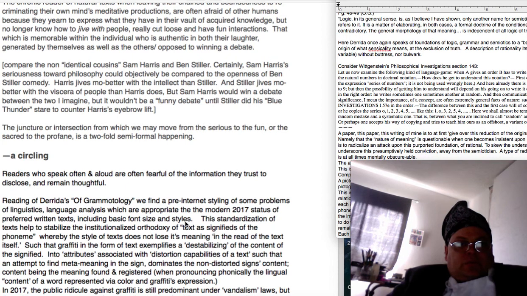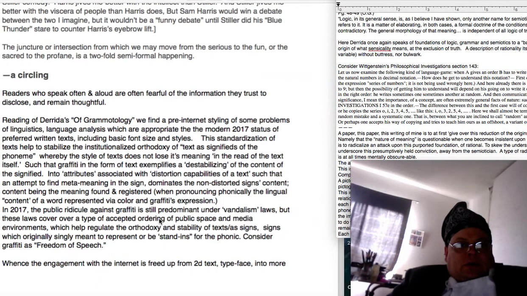Bracketed segment. Compare the non-identical cousins, Sam Harris and Ben Stiller. Certainly Sam Harris's seriousness towards philosophy could objectively be compared to the openness of Ben Stiller comedy. Harris jives more with the intellect than Stiller, and Stiller jives more with the viscera of people than Harris does. But Sam Harris would win a debate between the two, I imagine, but it wouldn't be a funny debate until Stiller did his Blue Thunder stare to counter Harris's eyebrow lift.